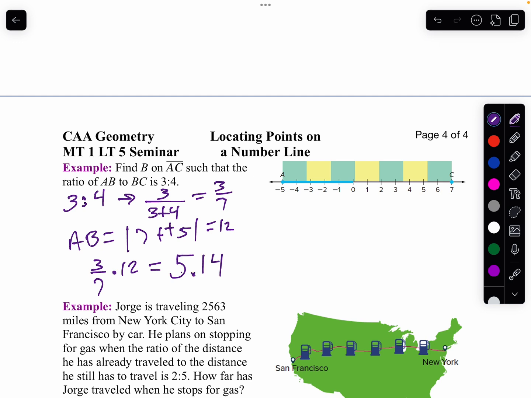Now to find where B is, I'm going to start at A, which is -5, and add 5.14. Well, -5 plus 5.14 is going to be about 0.14, isn't it? So B is going to be right here at about 0.14. And notice on this one, the blocks represent 1/7 of your distance each time. They don't quite match up, but they're pretty close.